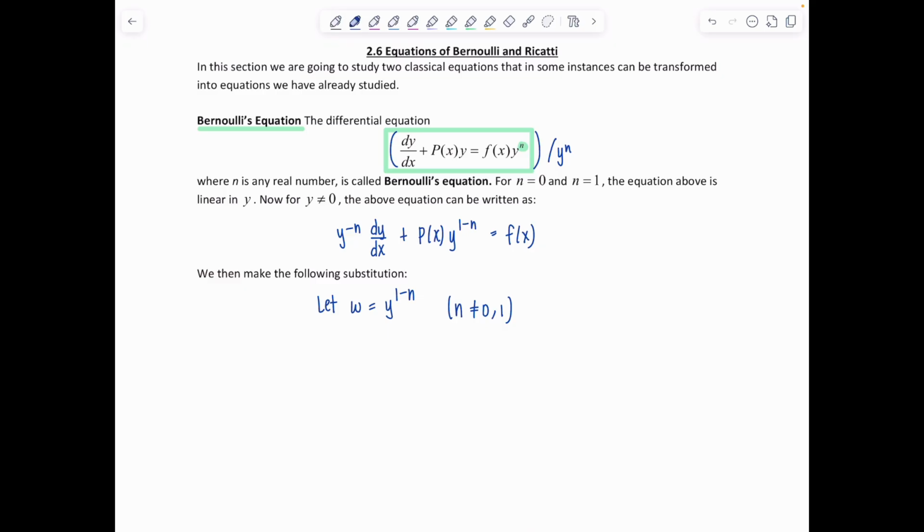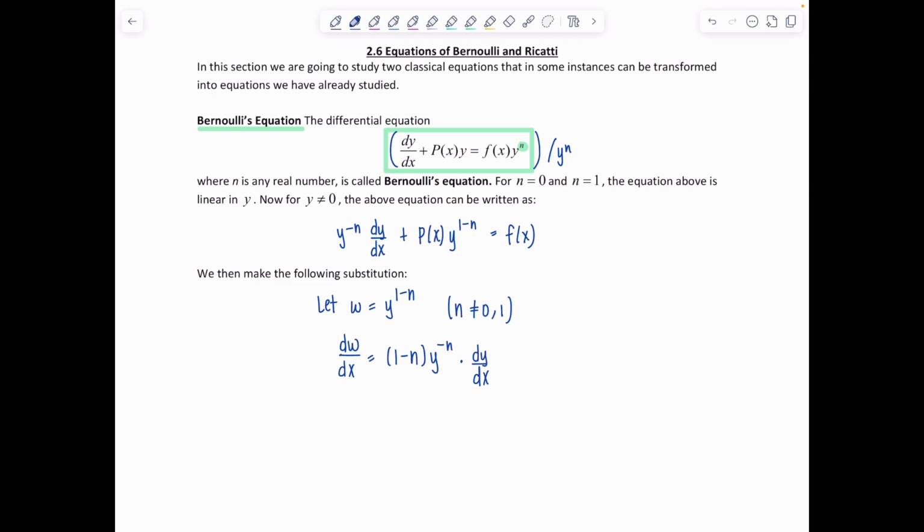From here, you're going to differentiate. So we're differentiating with respect to x. Notice our independent variable is x. So dw/dx. Well, if I have the derivative of y to the 1 minus n, how do we differentiate? You bring the exponent down front, and then you subtract 1 from the exponent. So 1 minus n minus 1 would be negative n. And then we have to apply the chain rule. I'm going to multiply by dy/dx.